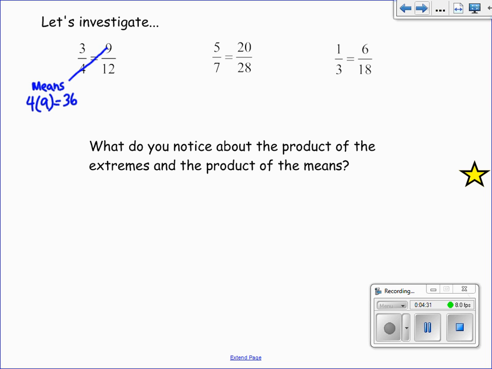Now let's look at the other ones. What are the 3 and the 12 going to be called? What are those? Anna? Extremes. Very good. These are the extremes.